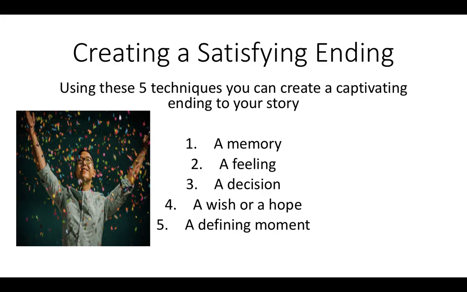So let's just go back. We've got a memory, a feeling, a decision, a wish or a hope, or a defining moment. These 5 types of strategies or techniques are ways that you can end your story. Do you have to use all 5 of them in your conclusion? No. Choose one, and that's the one that you end with, okay?